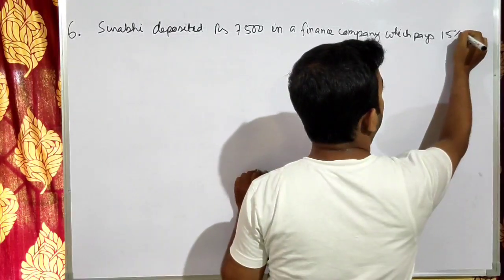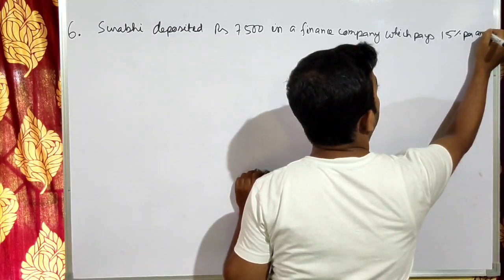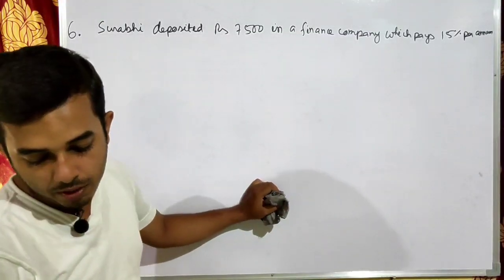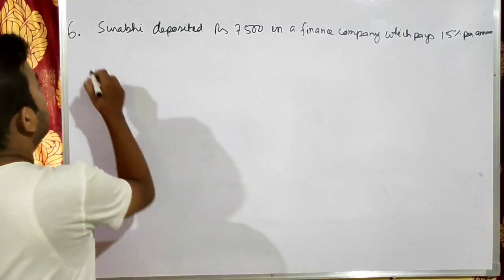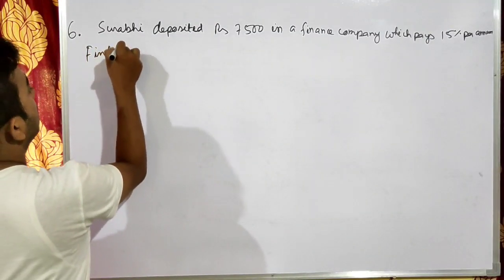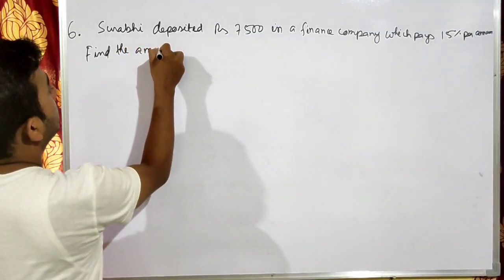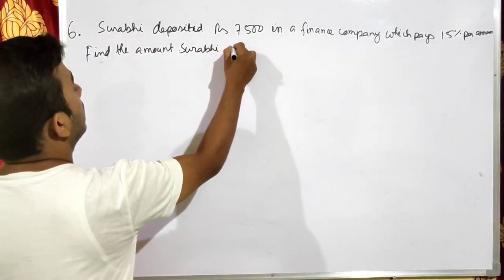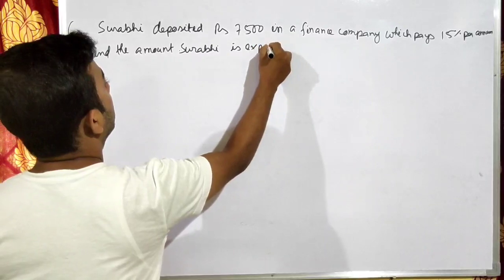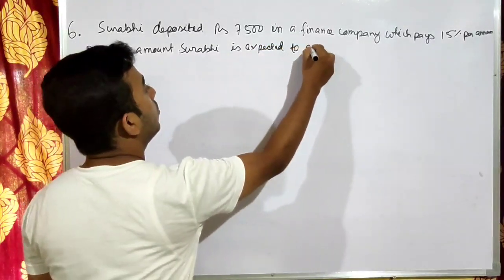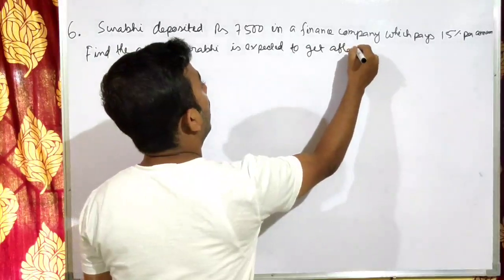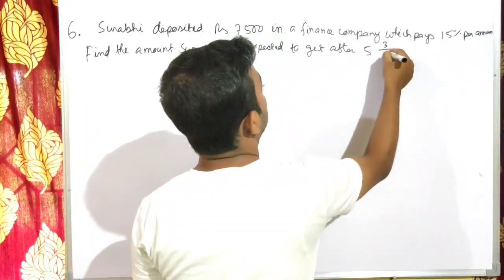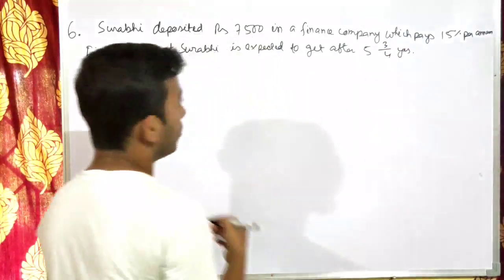Per annum means what? Per year. Okay, per annum. Then find the amount Surabhi is expected to get after 5 by 3 by 4 years. Okay, so this is the question.